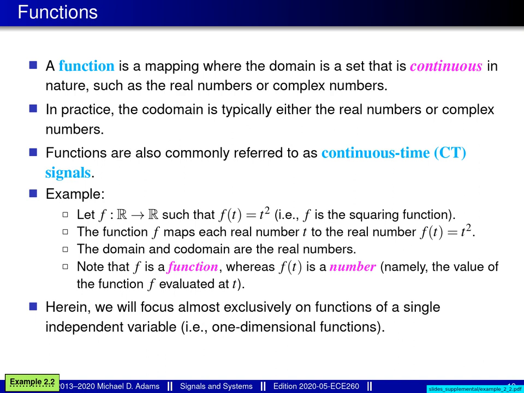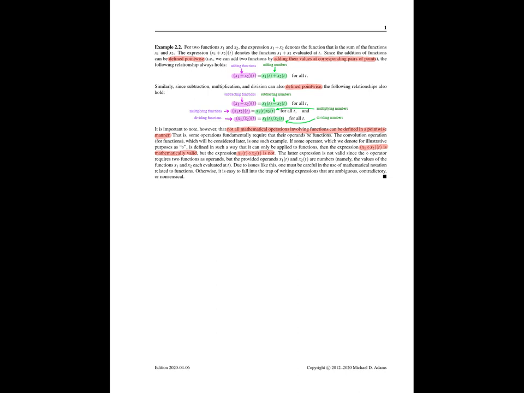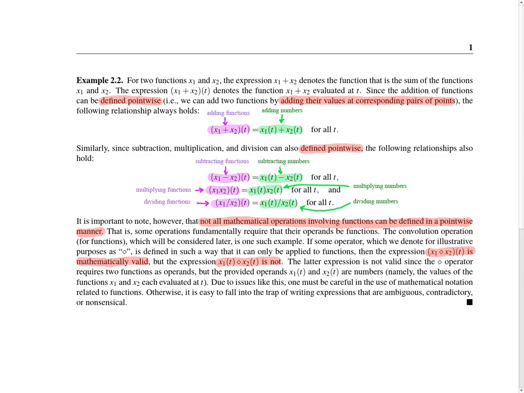At this point, I'd like to consider an example. In particular, I'd like to consider example 2.2. Example 2.2 has a number of examples of using notation related to functions, which is probably helpful to look at. So suppose we have two functions. One of them is called x1, one of them is called x2. And now consider the expression x1 plus x2.